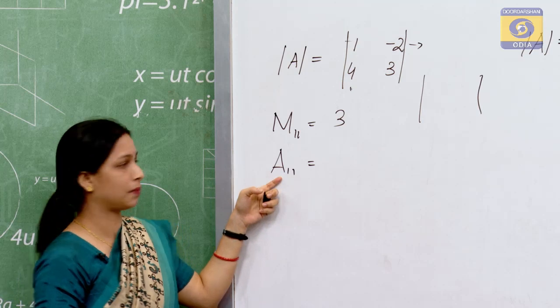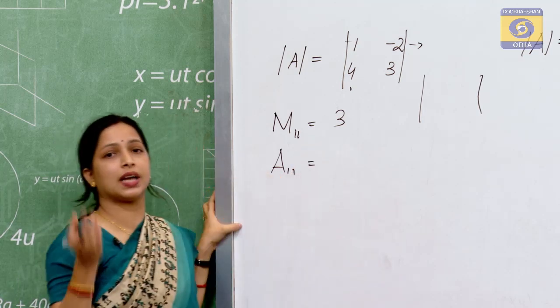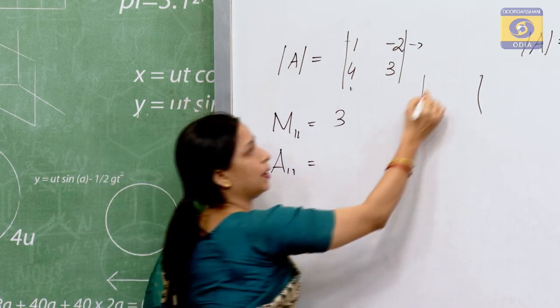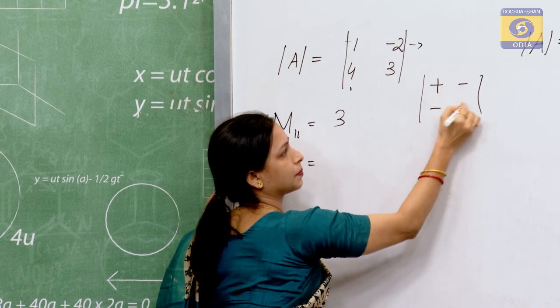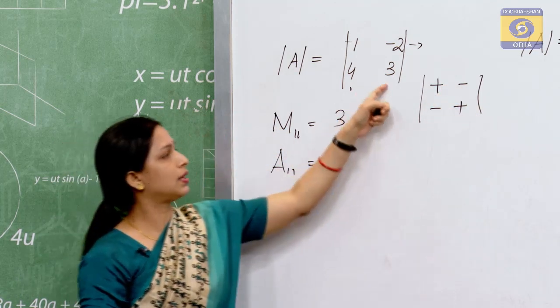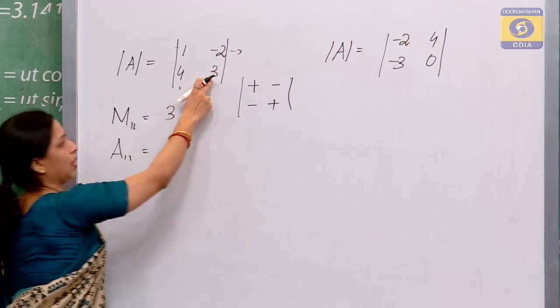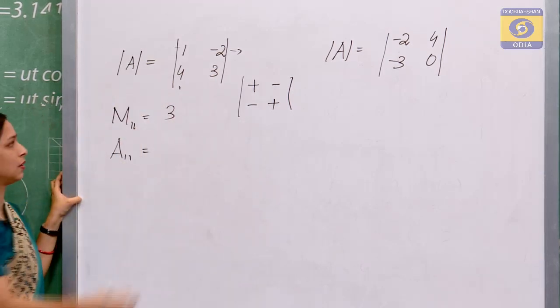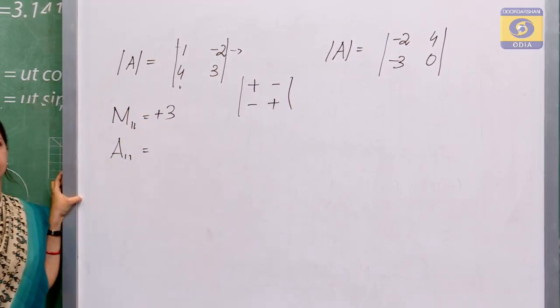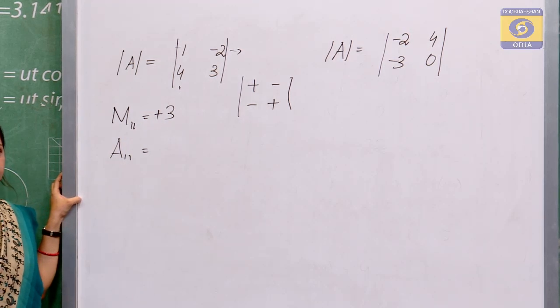This is the cofactor, right. So, what sign will we use? We have to remember the positional signs, right. So, what is the position of A11? Plus. So, it will be plus, right.